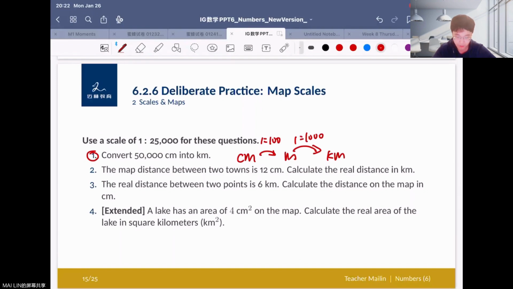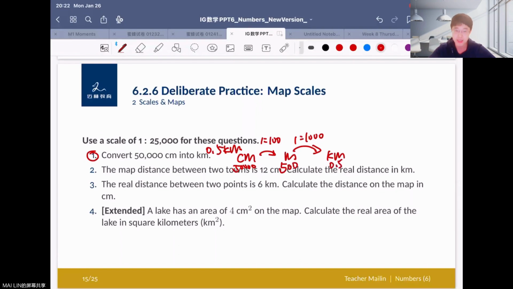So after converting, you can find the final answer is 0.5 kilometer, right? It's like 50,000, and 1 versus 100 gives 500, and 500 versus 1,000 equals 0.5, okay? It's 0.5 kilometer.